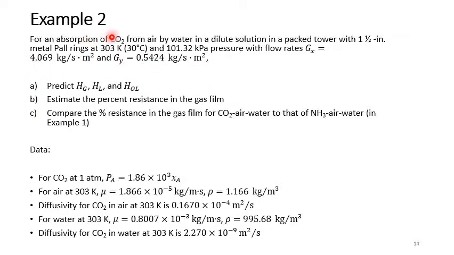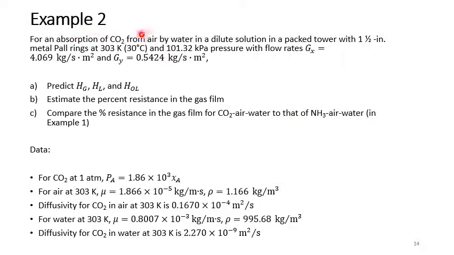Now we move on to example 2. For an absorption of CO2 from air by water in a dilute solution in a packed tower with 1.5 inch metal Pall rings at 303 Kelvin or 30 degrees Celsius and 101.32 kilopascal pressure, with the given flow rates of Gx and Gy in terms of mass flow rate per area, predict Hg, HL and HOL, and estimate the percent resistance in the gas film, and compare the percent resistance in the gas film for CO2-air-water to that of NH3-air-water in example 1.